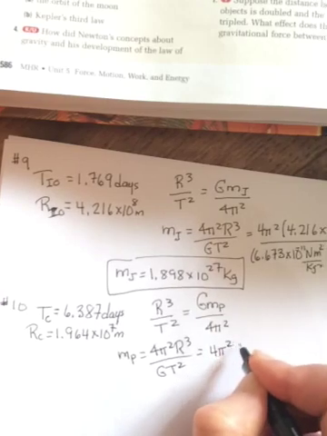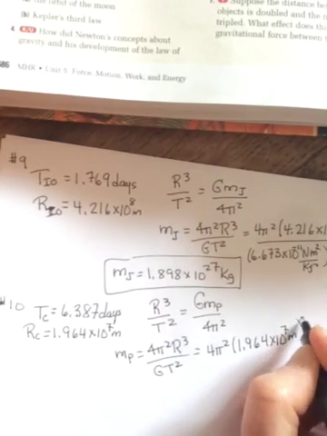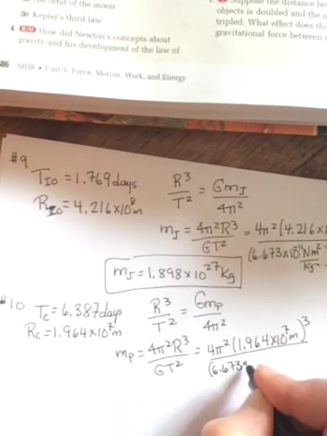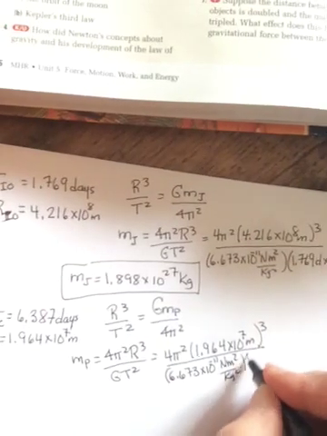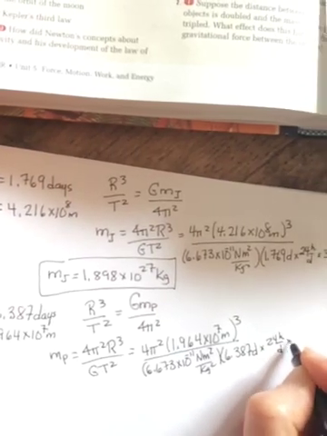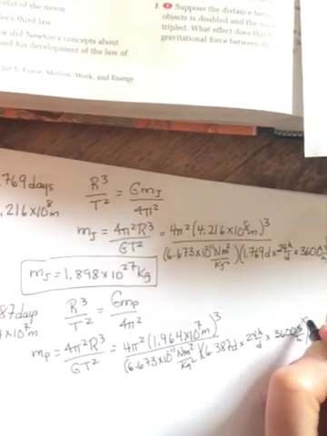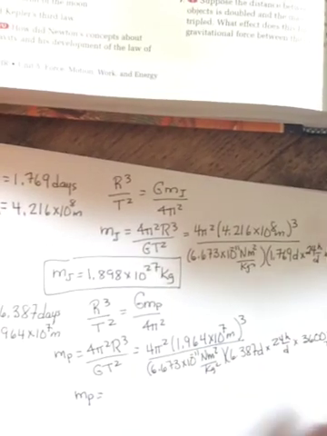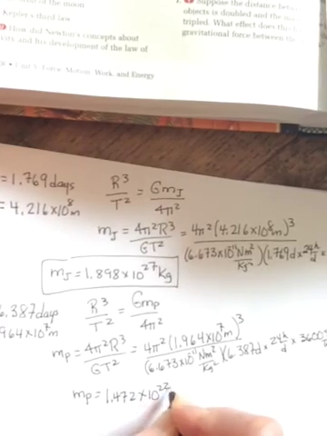Fill in your values. So 4 pi squared, 1.964 times 10 to the 7th meters cubed, divided by 6.673 times 10 to the negative 11 Newton meters squared per kilogram squared, and then 6.387 days times 24 hours in a day times 3,600 seconds in an hour, squared. And if you remember to square your pi, cube your r, square your t, you should get 1.472 times 10 to the 22 kilograms.